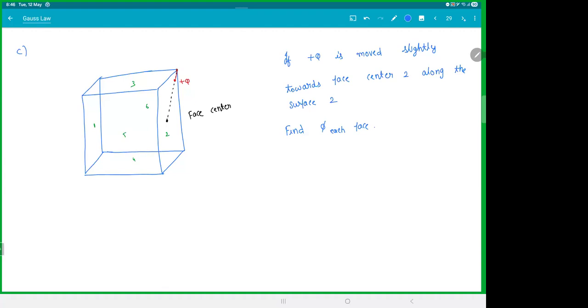So there are variations of this. What happens if you push the charge slightly towards the center of the cube, or away from the center of the cube? So there are all variations. This is a good one. How will you handle this? Each face one.